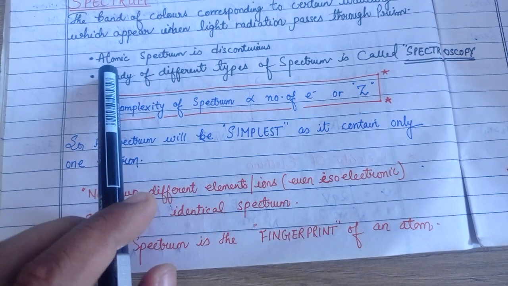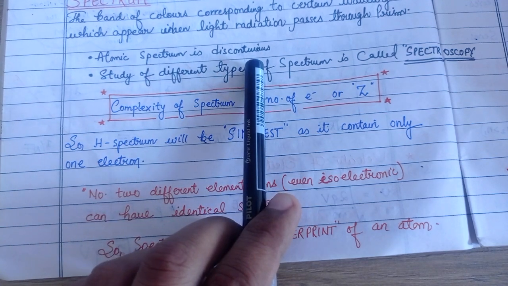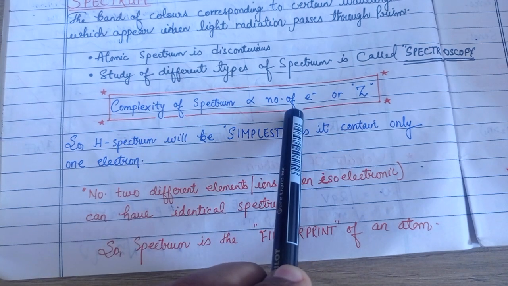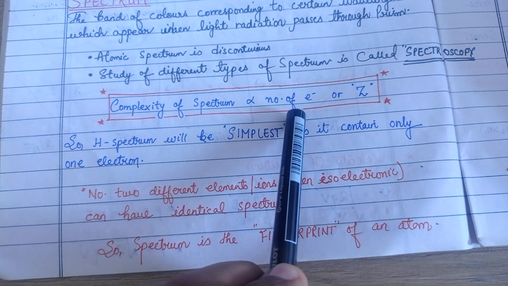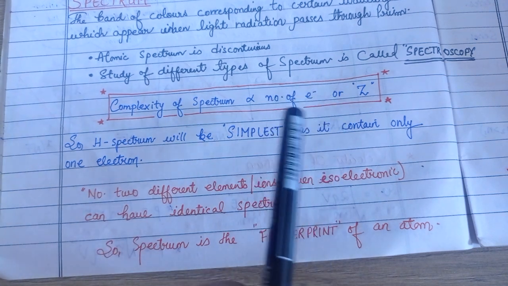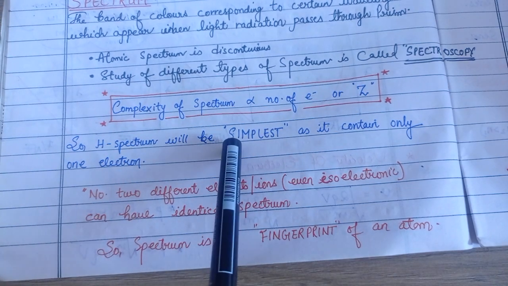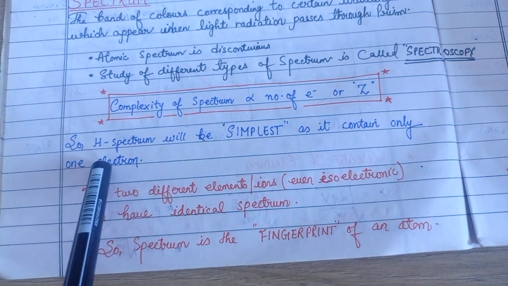So remember one thing again, the atomic spectrum is always a discontinuous spectrum. Complexity of a spectrum depends upon the number of electrons. If an element has only one electron, that is hydrogen, its spectrum will be simple or simplest. So the spectrum of hydrogen will be simplest as it contains only one electron.